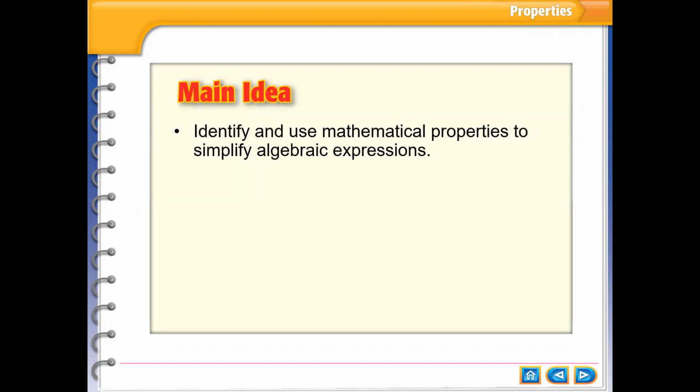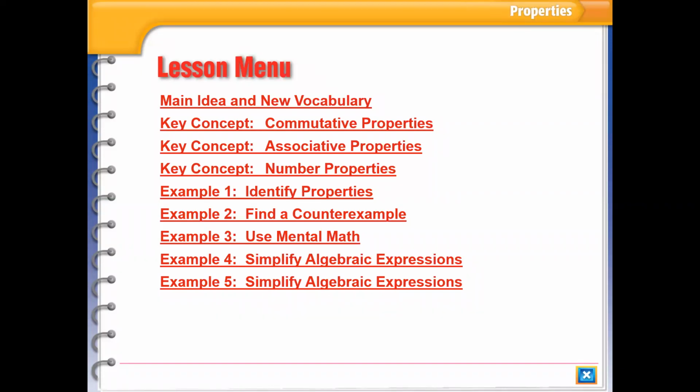So, we will study here some mathematical properties for the whole number. Here we are going to study commutative property, then associative property, then identity properties. Okay, so let us start.